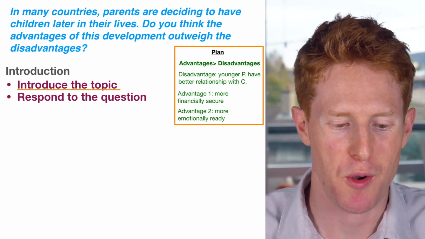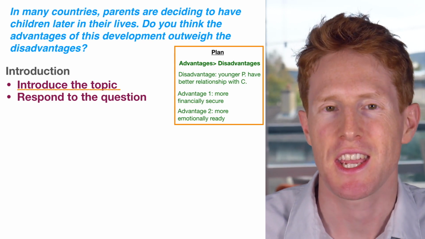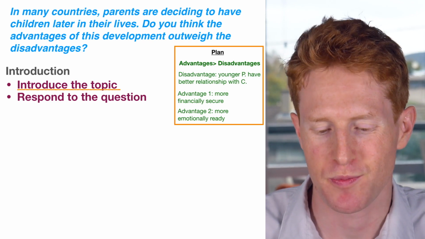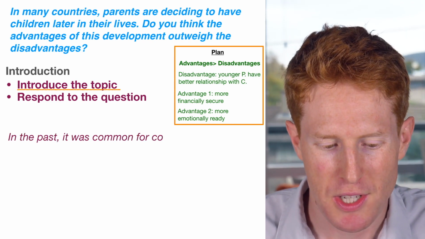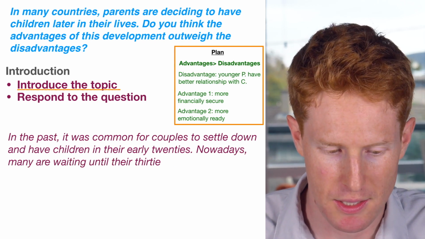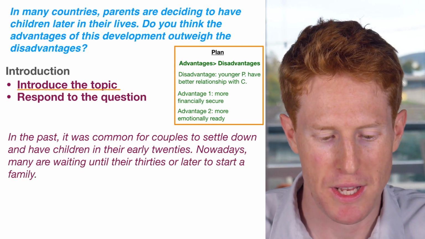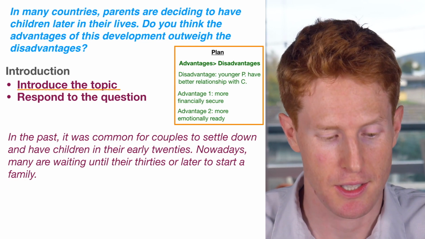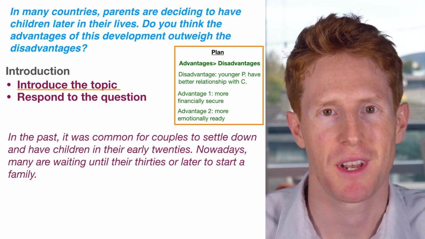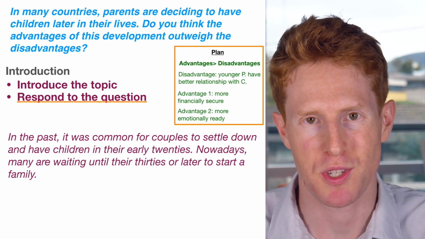This involves writing the statement in our own words and introducing the theme of our essay. In the past, it was common for couples to settle down and have children in their early 20s. Nowadays, many are waiting until their 30s or later to start a family. Okay, we've introduced the topic. Next, let's respond to the question.